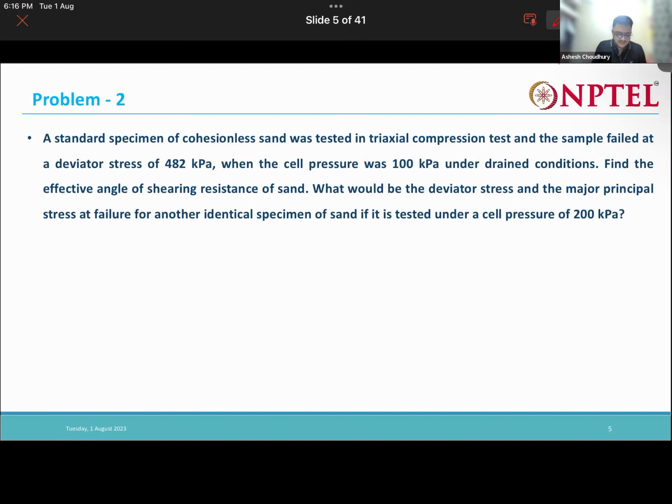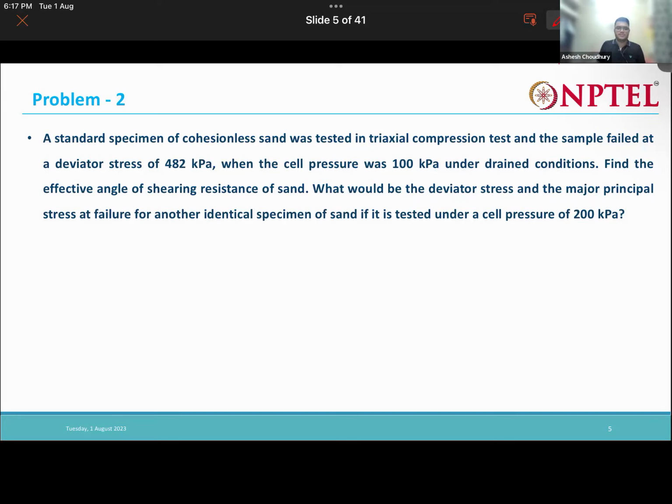So okay, next problem is a standard specimen of a cohesionless sand was tested in a triaxial compression test, and the sample failed at a deviator stress of 482 kPa when the cell pressure was 100 kPa under drained conditions. Find the effective angle of shearing resistance of sand. Okay, we need to find the phi value. The deviator stress is given, the cell pressure is given.